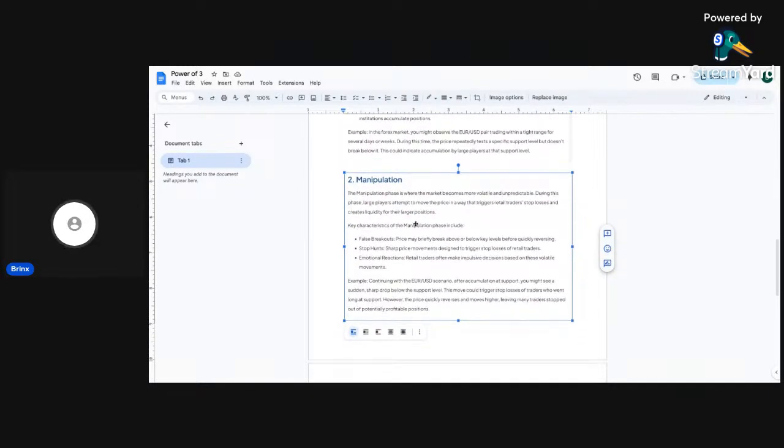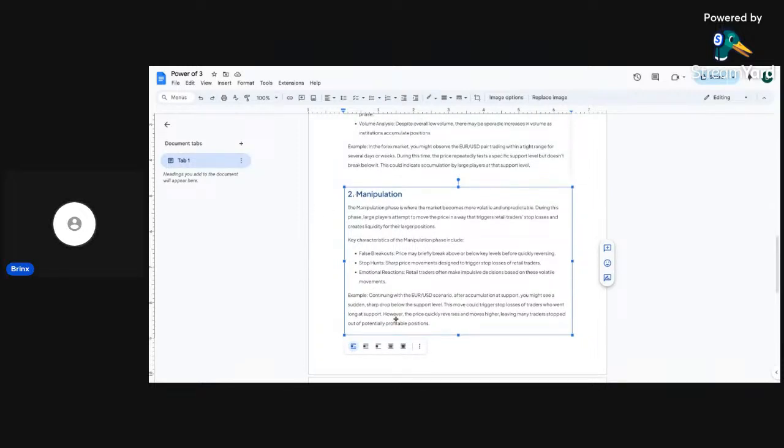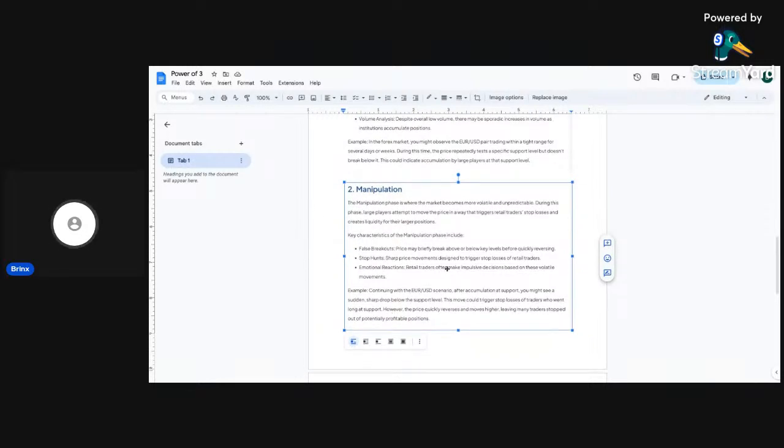Key characteristics of the manipulation phase include false breakouts. Price may briefly break above or below key levels before quickly reversing. You might hear people refer to these as stop hunts, which are sharp price movements designed to trigger the stop losses of retail traders. And then emotional reactions. A lot of times when you blow your account in these moments, you are experiencing the negative end of manipulation in the market. Retail traders often make impulsive decisions based on these volatile movements.